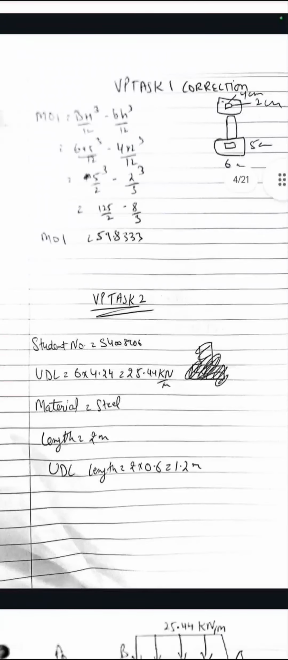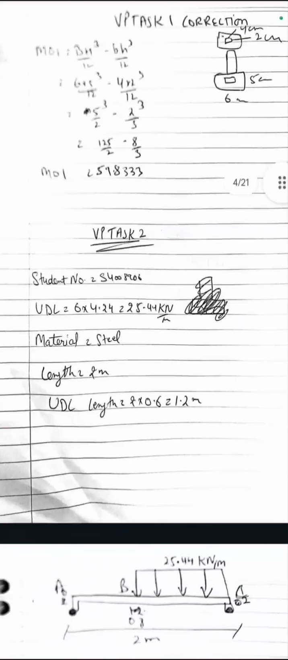And here on page 4 we start with the VP task 2. However, there was a slight correction needed from VP task 1 in the calculations of moment of inertia, so I recalculated them and resubmitted them.